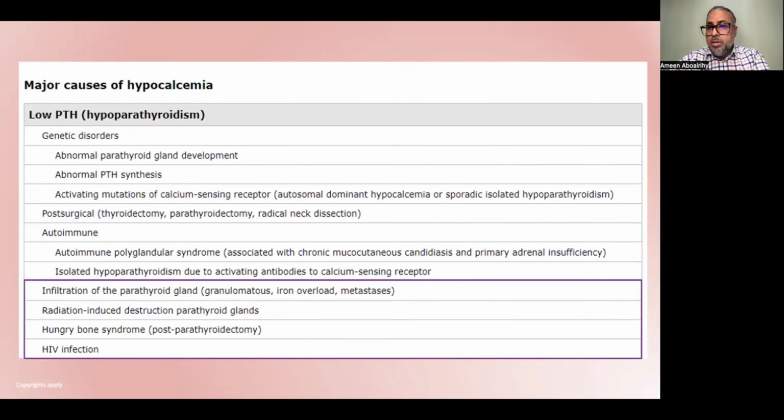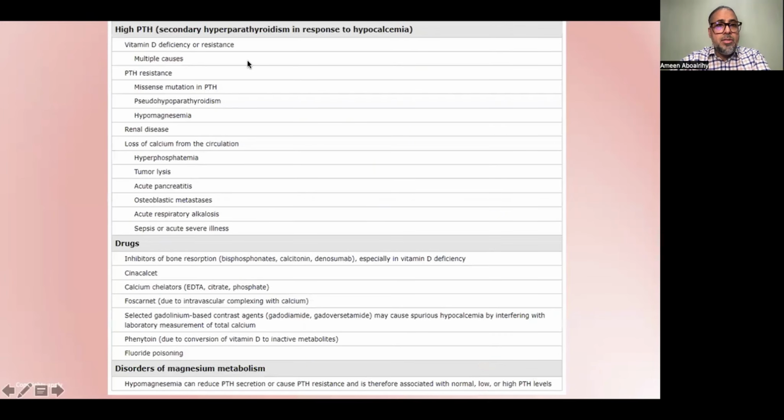hypopara, infiltrative diseases, like granulomatous diseases or metastasis, or even HIV infection can do this. The high PTH, most of the time is secondary to vitamin D deficiency. So when you see high PTH, the first thing you should look for is the level of vitamin D. We're talking about the 25 hydroxyvitamin D in a patient who is having normal kidney function, but of course, if there is a problem in the kidney function, the 1,25 as well is playing a major role.